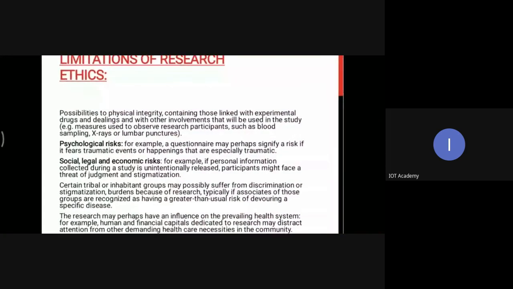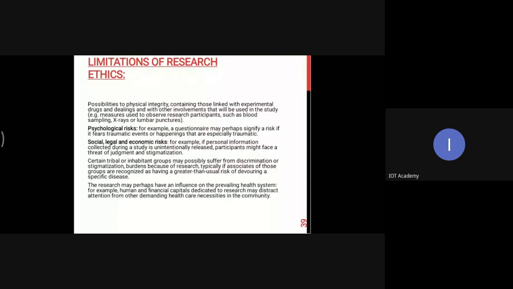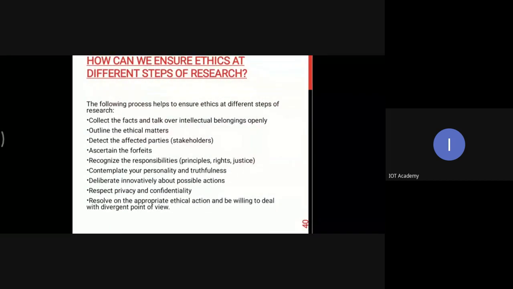And there are certain studies related with tribes. There are certain studies which are related with the culture. So we have to be quite careful about those kinds of studies. We don't have to make them offensive. We don't have to make them feel that they are discriminated in any manner. So we have to be very careful about those things also. So these are the limitations of research, that we have to be very sure that there should not be any kind of psychological exploitation or any other kind of exploitation.